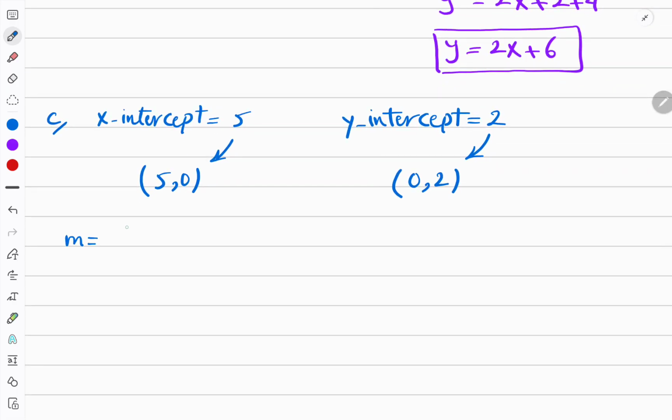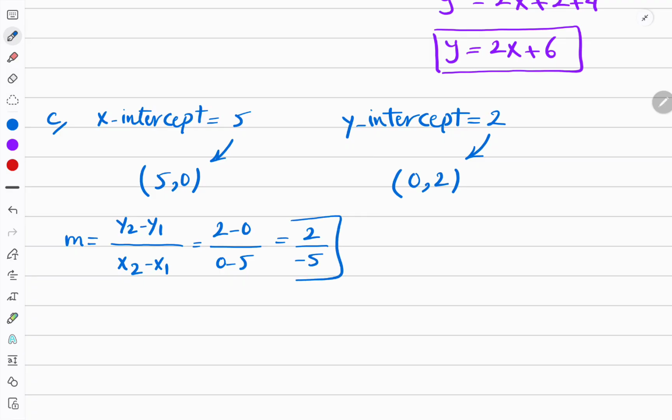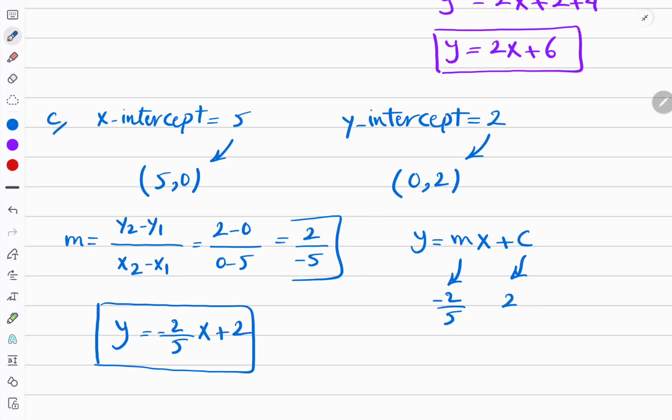So the gradient is difference of y's or y step over difference of x's or x step. So 2 minus 0 over 0 minus 5. So 2 over negative 5 is the gradient. And now we know that y-intercept is 2. So I'm going to use the gradient and y-intercept form. So m is negative 2/5 and c is positive 2. So the equation is y equals negative 2/5 x plus 2, the equation of this line.